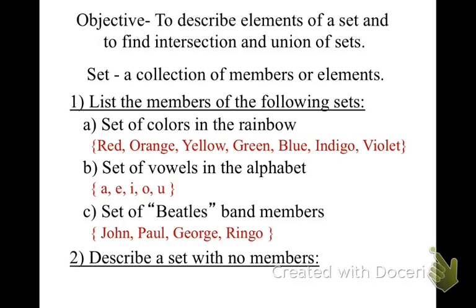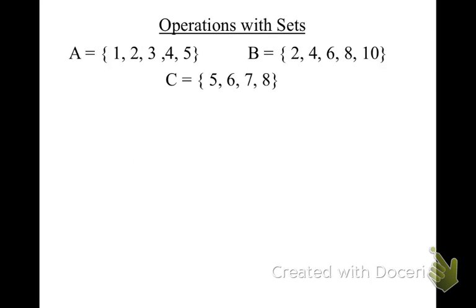An example of a set with no members might be a spider with 10 legs. We know that spiders don't have 10 legs, so there are no members in that set. That's what we call an empty set.